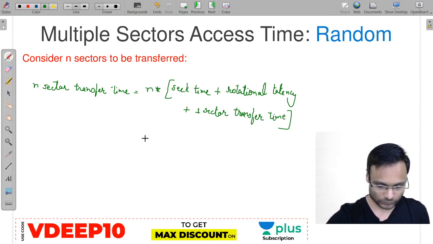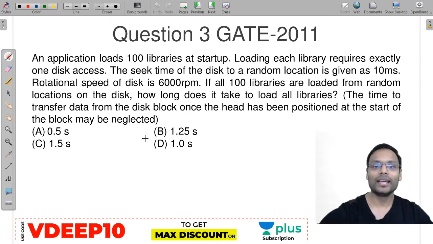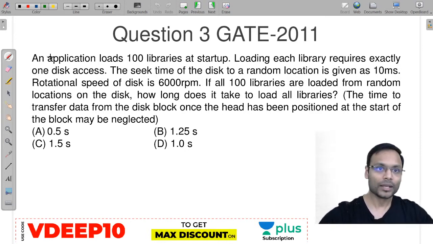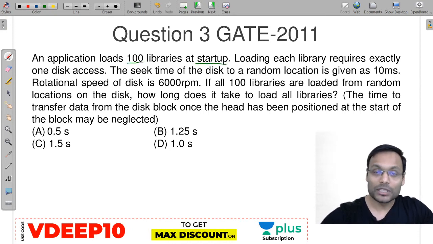A particular question. Okay, very simple. Already seen. You have seen this question multiple times, but again, I want to explain it to you with the concept which I explained. An application loads 100 libraries at startup. So whenever you start, a whole set of 100 libraries will be loaded by an application, a software. Loading each library requires exactly one disk access.